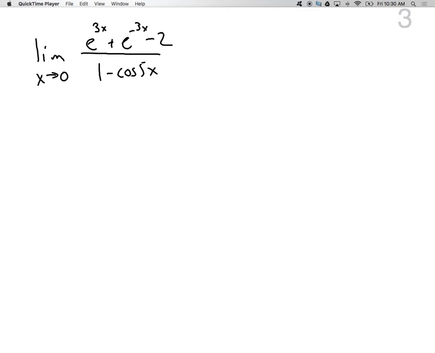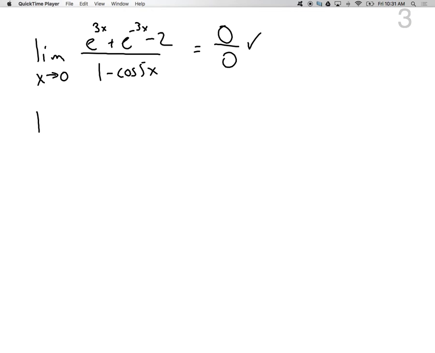Ben, your turn. Plug and chug, what do you get? 0, 0. Are you sure? Yeah. What's e to the 0? 1. Good. Remember, anything raised to the 0 is 1. And the cosine of 0 is 1. So you get 1 minus 1, which is 0. Good. 0 over 0. Now we apply L'Hopital's.